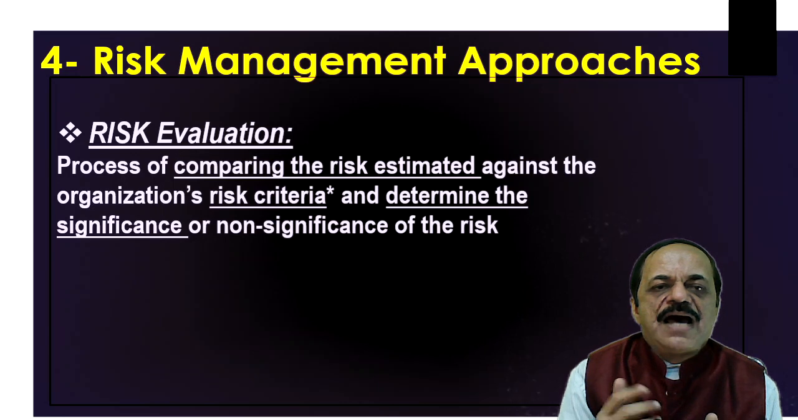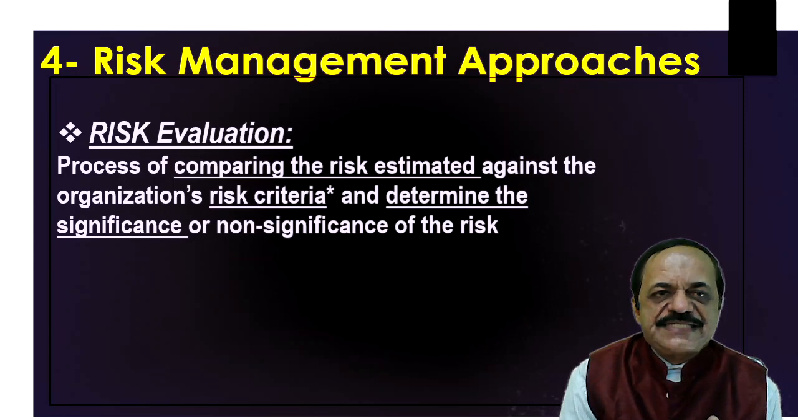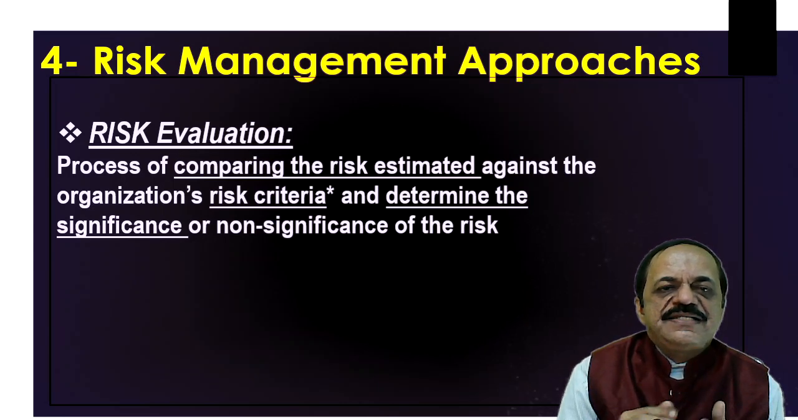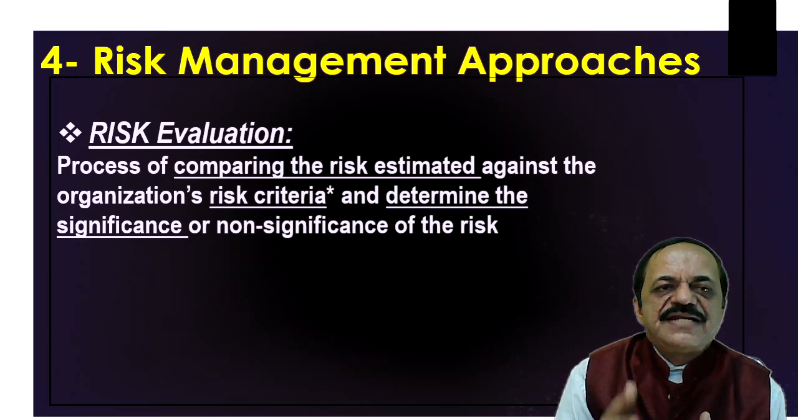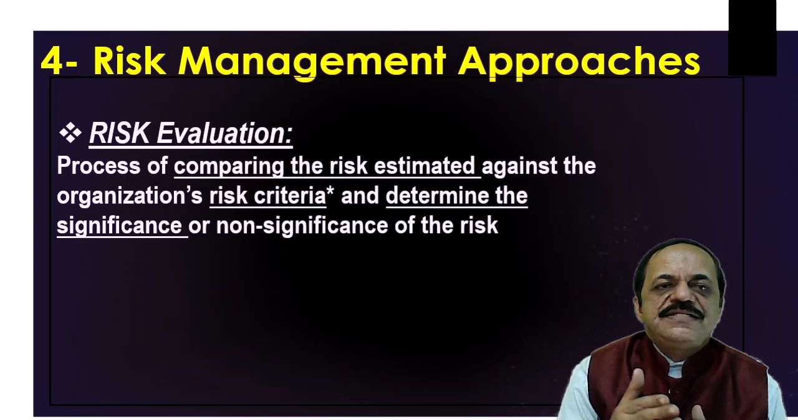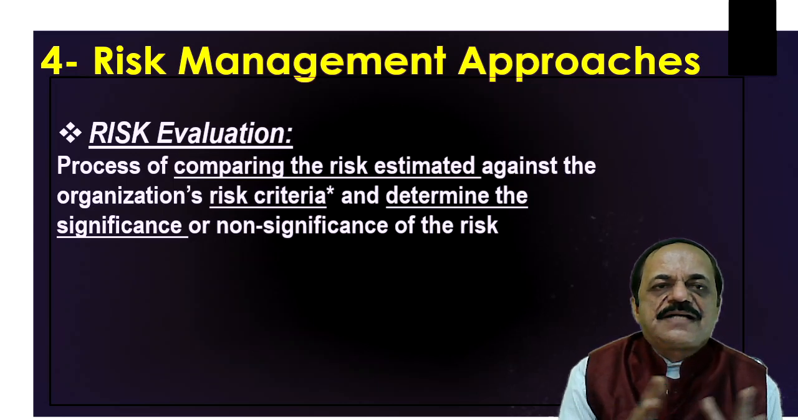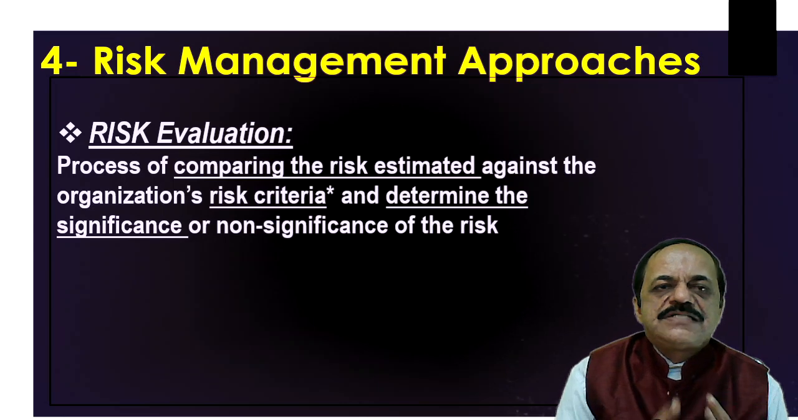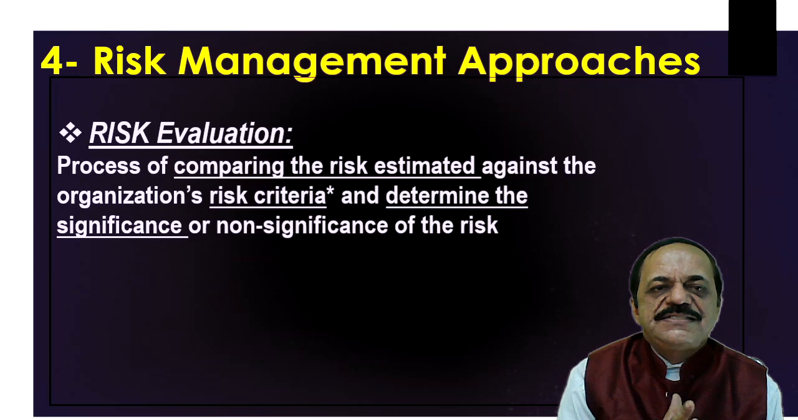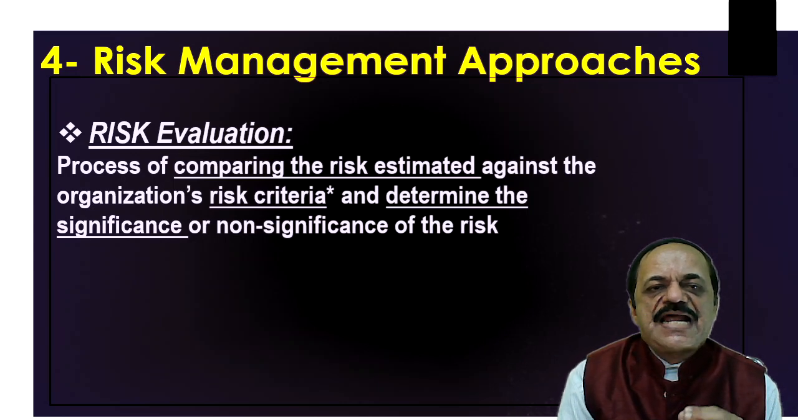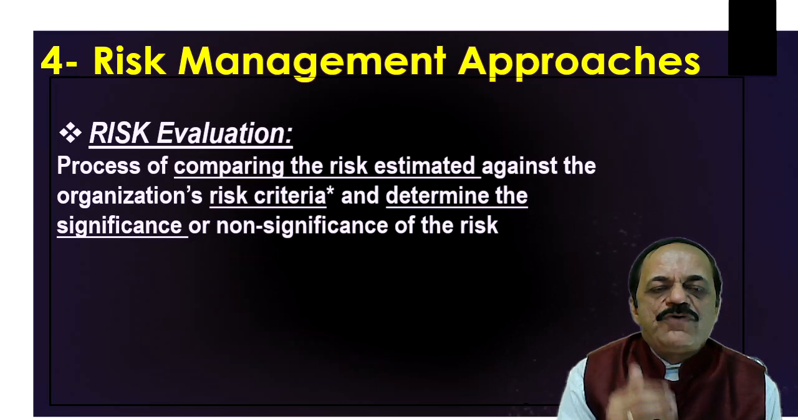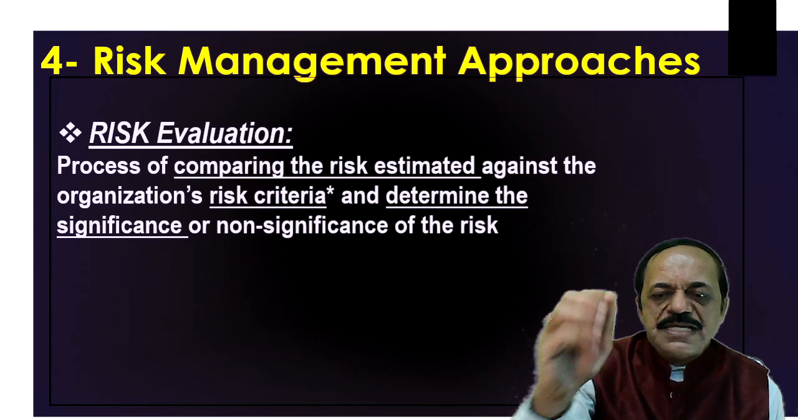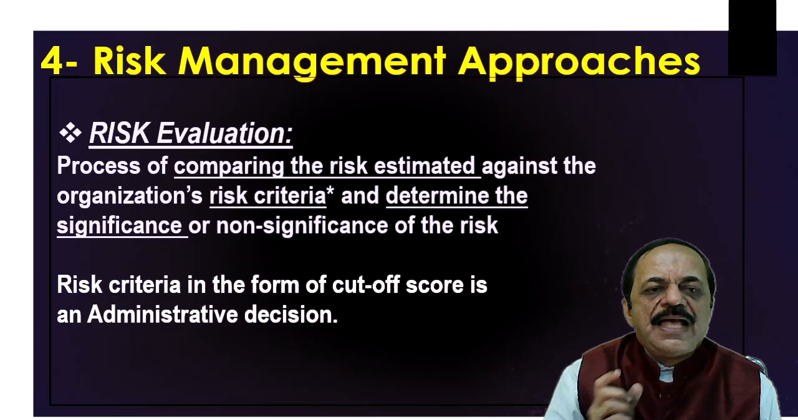For example, my earlier organization has a cutoff number of 36. Means any risk number more than 36 should be considered as a significant risk and actions will be taken. Any risk less than 36 can be considered as a non-significant risk and no action need to be taken. This comparison of the risk number with the criteria, cutoff number, is done in risk evaluation. This has to be done before improvement as well as after improvement.